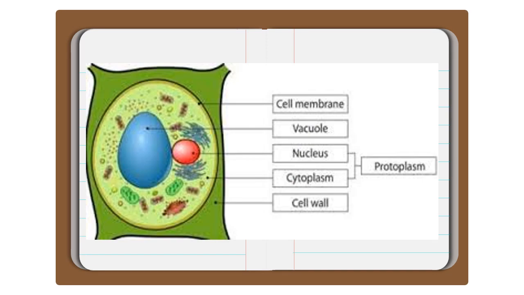So here comes the protoplasm. Protoplasm is the one where the nucleus and the cytoplasm together are called protoplasm.